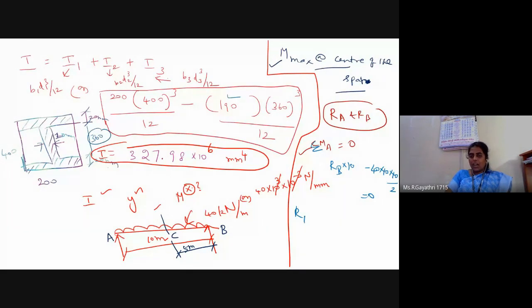Okay, what about the RB value? RB into 10 is equal to 40 into 10 into 10 by 2. We can cancel 10. RB value is 2 into 10, 20, 20 into 10, 200. RB value is 200 kilonewton.